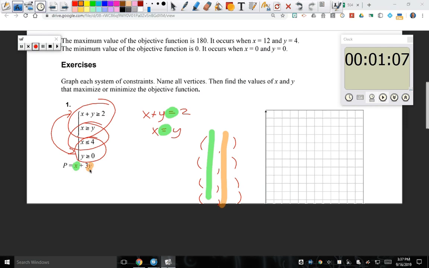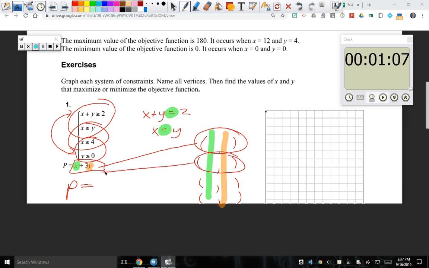So I'll plug in this point here into this equation and see what my p equals, and write it down. I'm going to do it all 4 times so that I can see which one of these points or corners will be the max and which one will be the min.